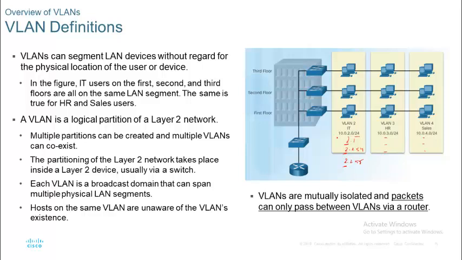Layer 3 separation alone is not enough to provide separation. Even in layer 2 level, there is need for separation. That's why we put each department in different VLAN. You see the switch, which is in first floor. It has got 3 VLANs. VLAN 2, VLAN 3, VLAN 4. VLAN 2 is for IT, 3 is for HR, 4 is for sales.